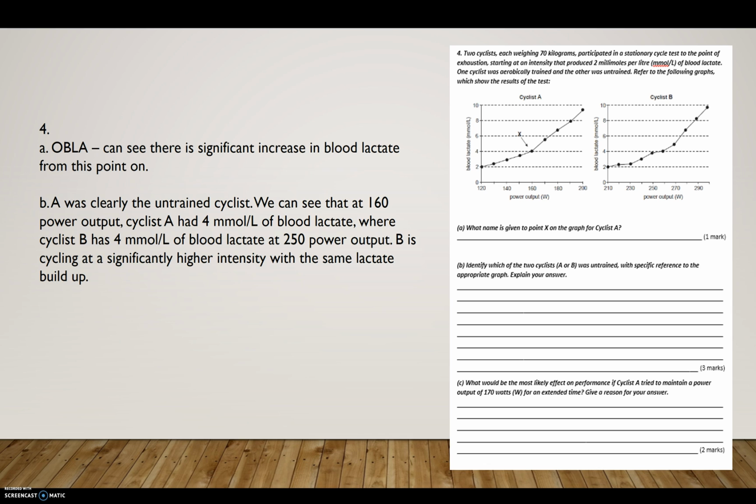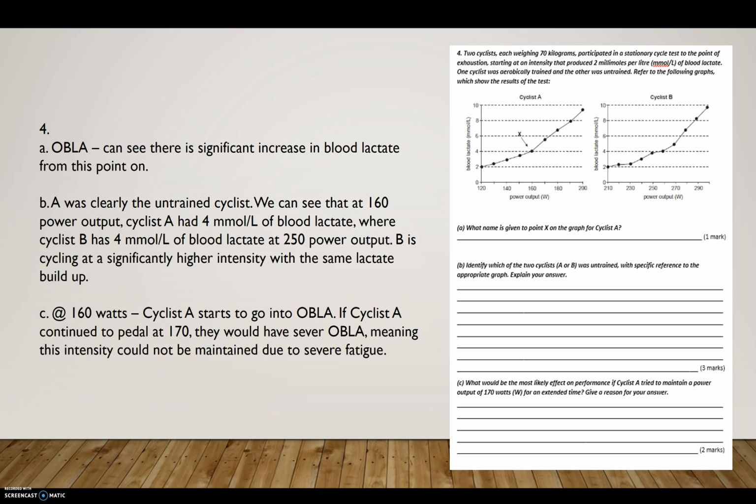What would be the most likely effect on performance if cyclist A tried to maintain power output of 170 watts for an extended period of time? Give a reason for your answer. So cyclist A, at 160 watts, they would go into OBLA. If cyclist A continued to pedal at 170, they would have severe OBLA, meaning that the intensity could not be maintained due to severe fatigue. So they could not do that over a long period of time. They would be fatigued.